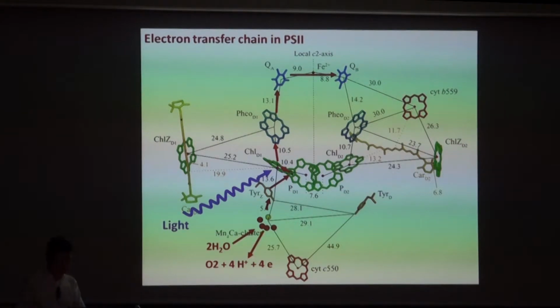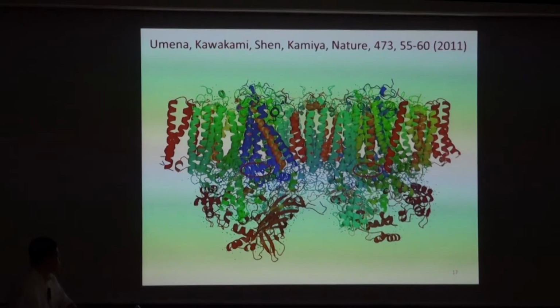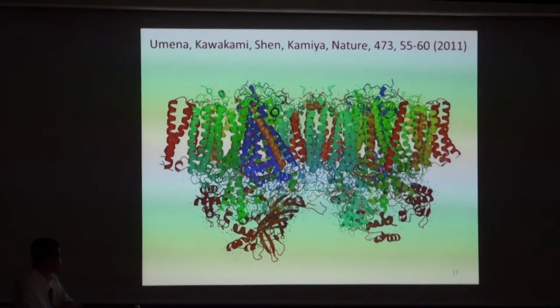And we are interested in the structure of this manganese calcium cluster and how it catalyzes water splitting. This cluster is located in this region here. So this region is in the immediate surface of the membrane on the luminal side, and it is covered by a large area of hydrophilic proteins.